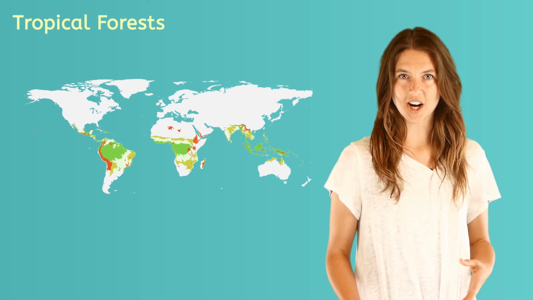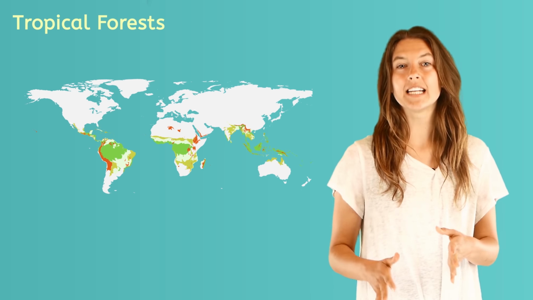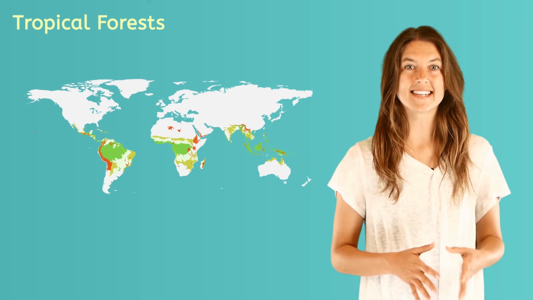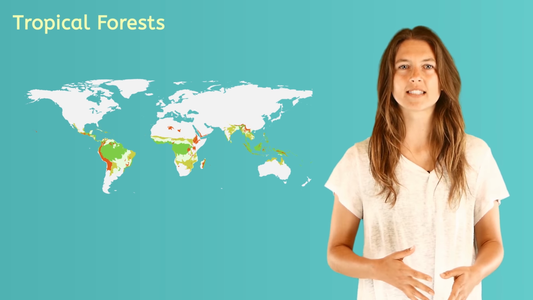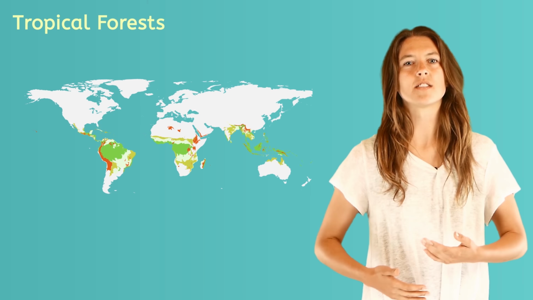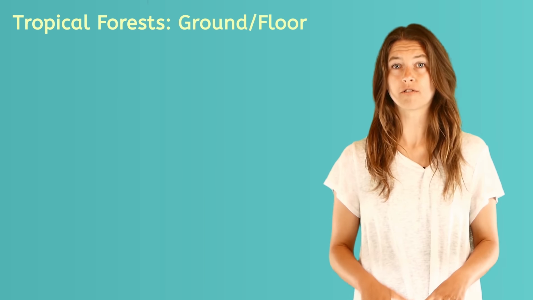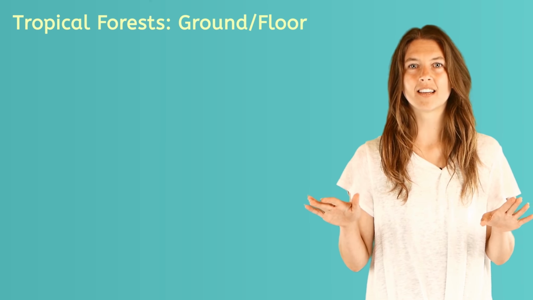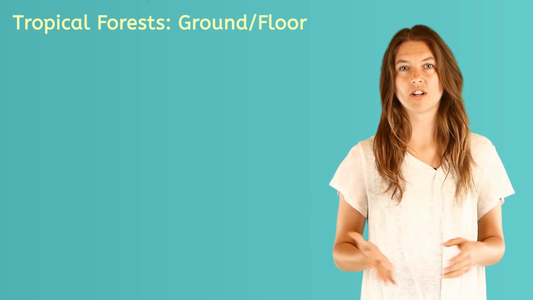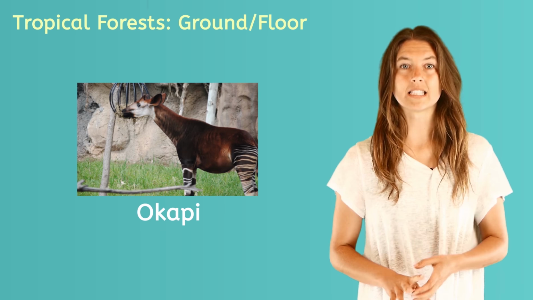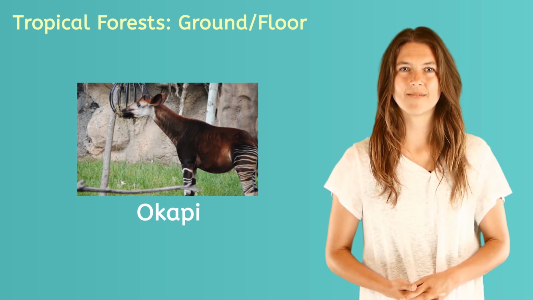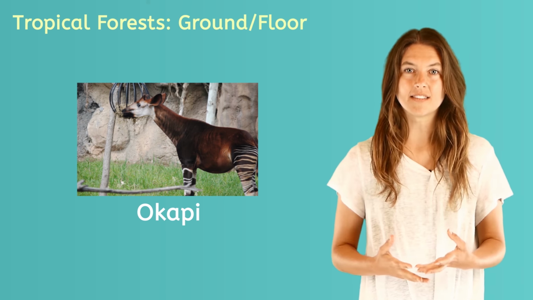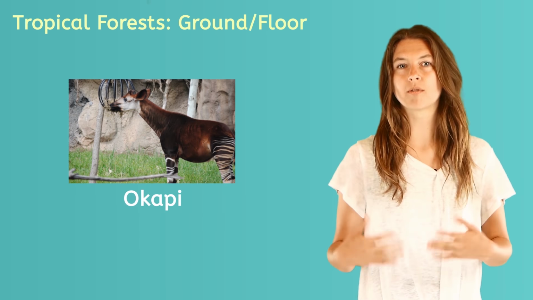Tropical forests are warm, wet places located near the equator. The temperatures are around 80 degrees Fahrenheit, both day and night. We sometimes call these types of forests jungles or rainforests because there are different layers to these forests. The ground or floor is almost all shade. You can find large animals here, including the okapi, which look like zebras because of their stripes, but they are more like giraffes. They eat buds, leaves, and fruit from the plants on the ground of tropical forests.